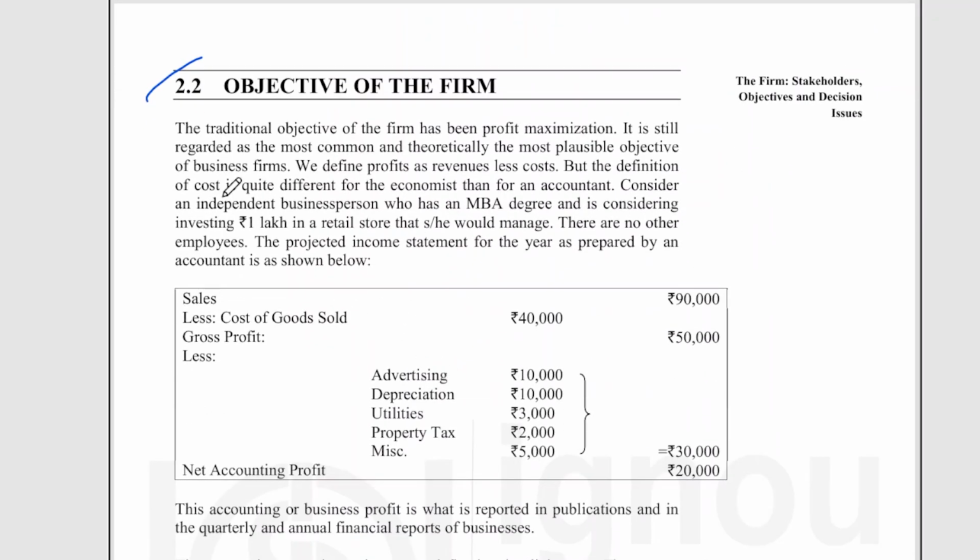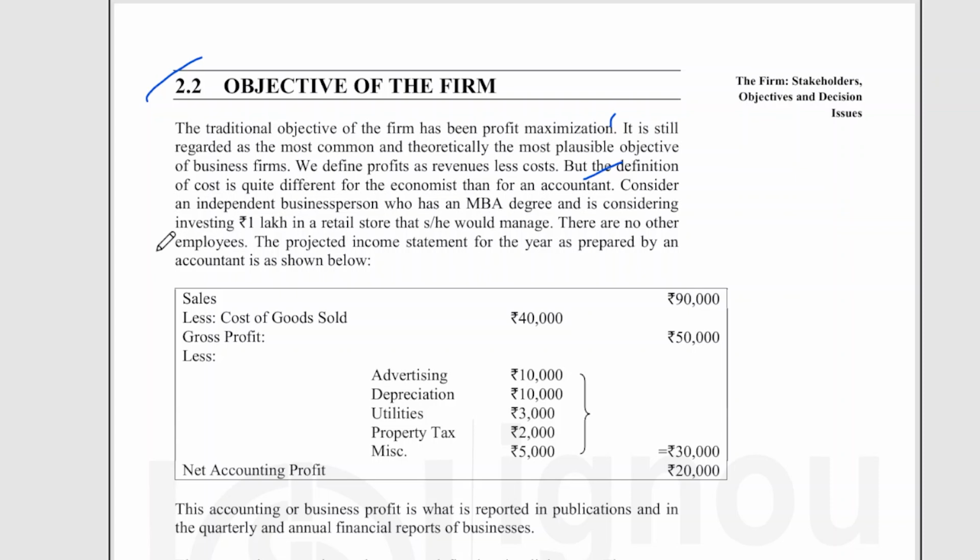What are the objectives? The traditional objective of the firm has been profit maximization. So they need profit, of course. It is still regarded as the most common and theoretically the most plausible objective of the business firm. We define profit as revenue less cost, but the definition of cost is quite different for the economist than for the accountant. Consider an independent businessperson who has an MBA degree and is considering investing 1 lakh in a retail store that she would manage.